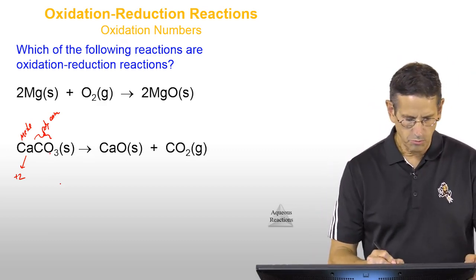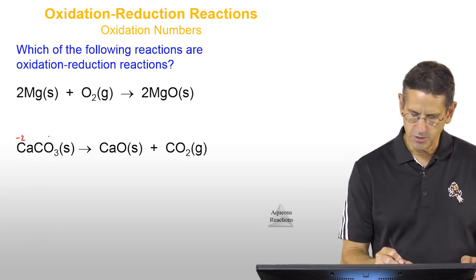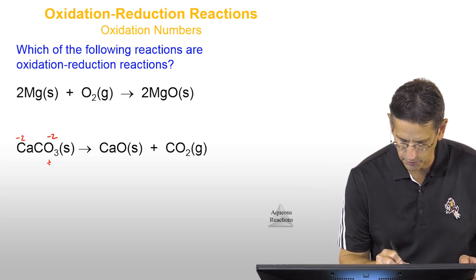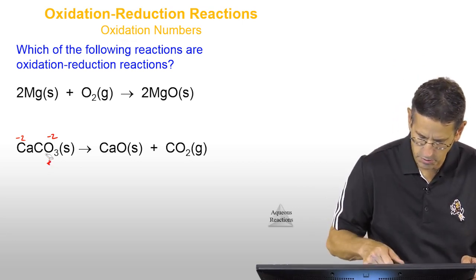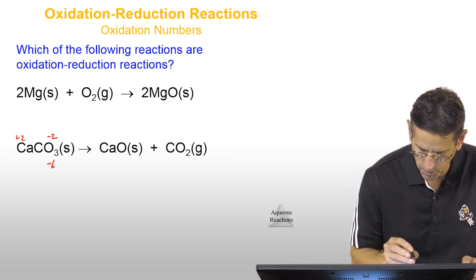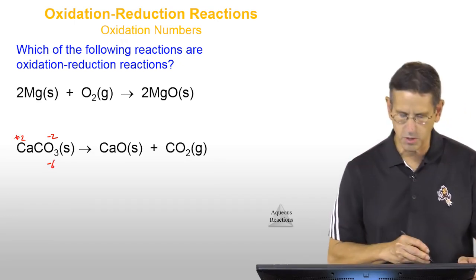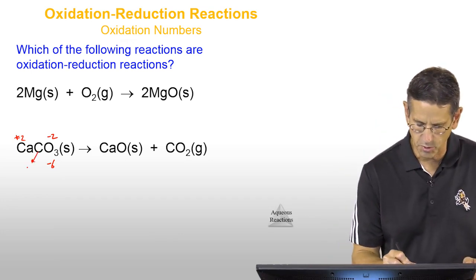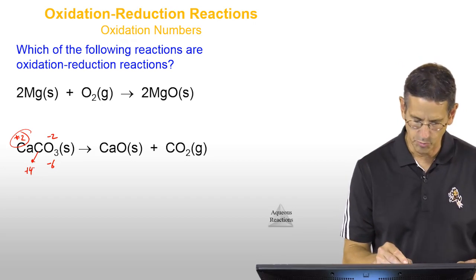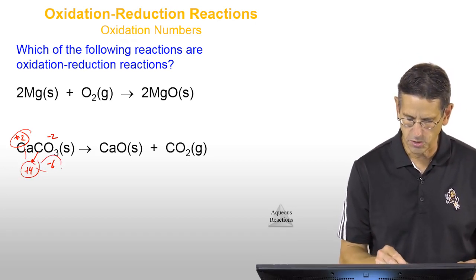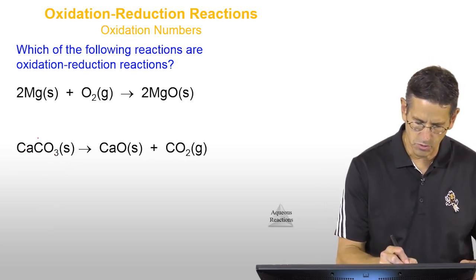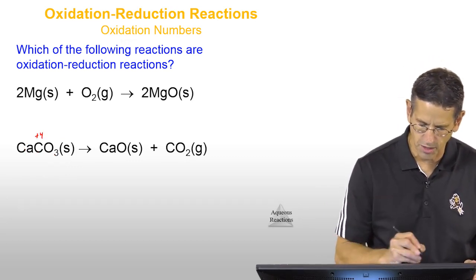Each of these oxygens is minus 2. So we've got a total contribution of minus 6. All right. So to get a neutral compound, the carbon then must be a plus 4. Calcium's plus 2, carbon's plus 4. You add those with a minus 6, and you got a neutral compound. So let me rewrite that. The carbon, because this is what I'll focus on, plus 4 oxidation state.